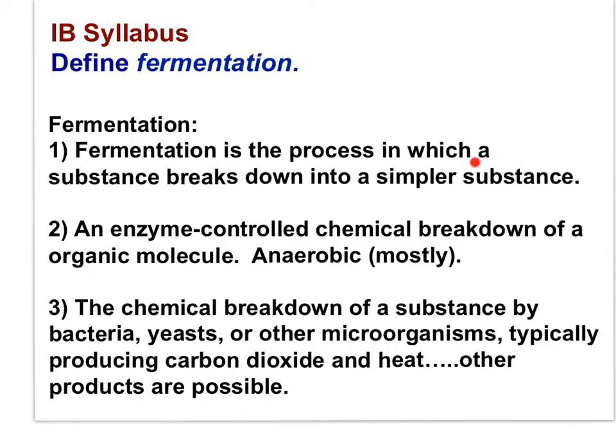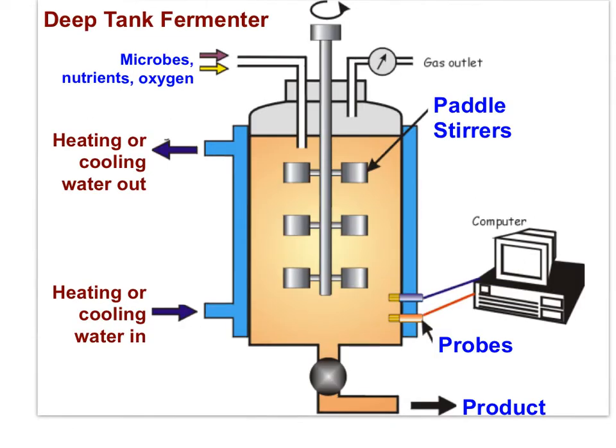Fermentation is the process in which a substance breaks down into a simpler substance, an enzyme-controlled chemical breakdown of an organic molecule, anaerobic mostly, but not always. The chemical breakdown of a substance by bacteria, yeasts, or other microorganisms, typically producing carbon dioxide and heat, but other products are possible. Here is an image of a deep tank fermenter.